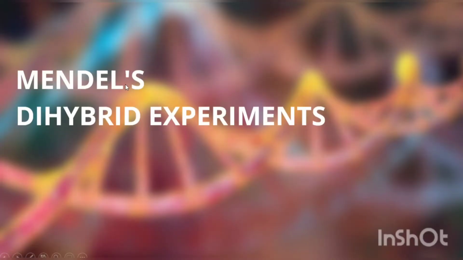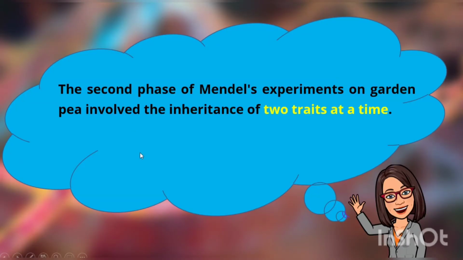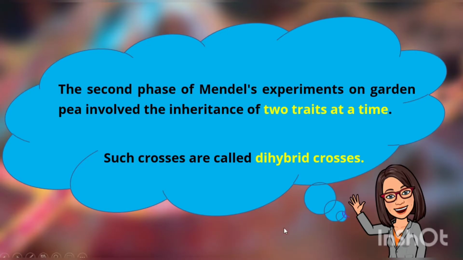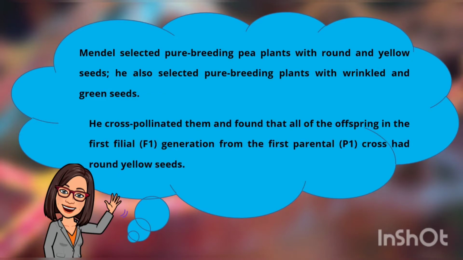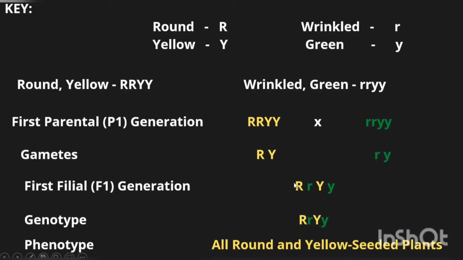Mendel's dihybrid experiments. The second phase of Mendel's experiments on garden pea involved the inheritance of two traits at a time. Such crosses are called dihybrid crosses. Mendel selected pure breeding pea plants with round and yellow seeds. He also selected pure breeding plants with wrinkled and green seeds. He cross-pollinated them and found that all of the offspring in the first filial generation from the first parental cross had round yellow seeds.